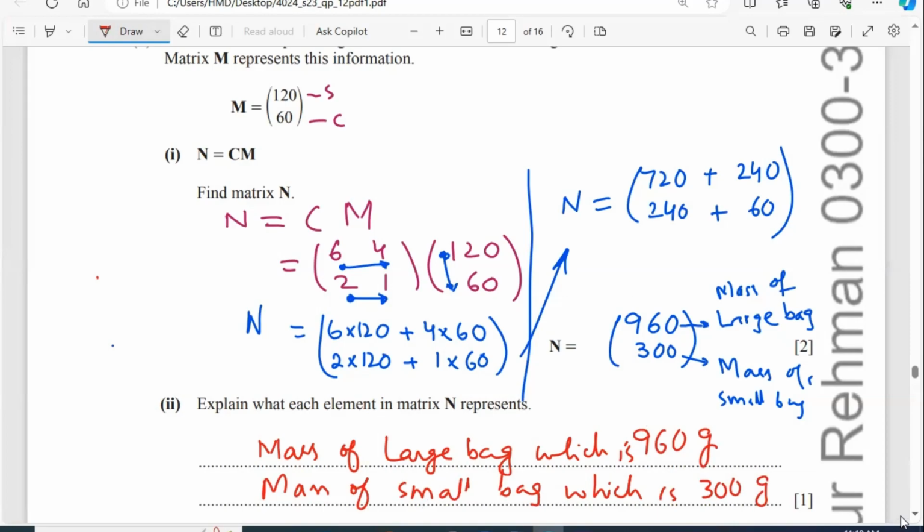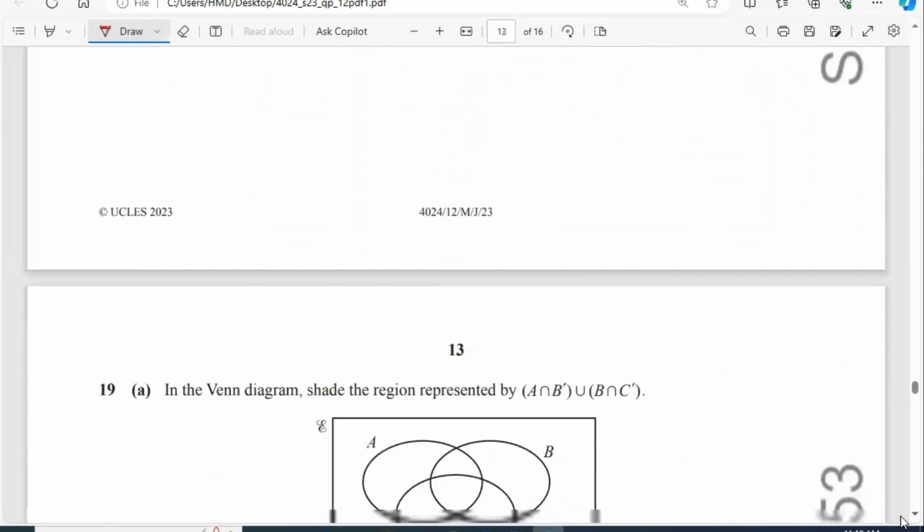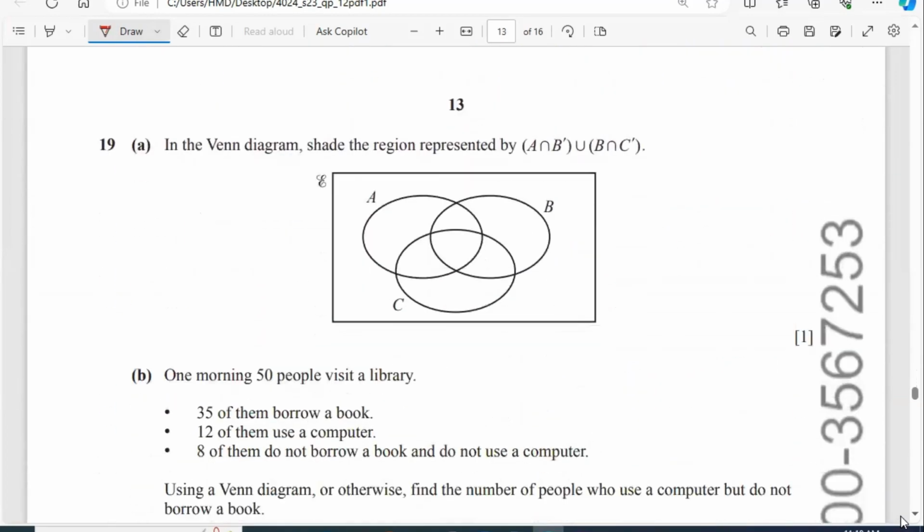Now move on to question number 19. This is question number 19, and I have explained in the video lesson how to shade the correct region in the set and Venn diagram. So you can watch my video for shading. Now start question number 19, part A.